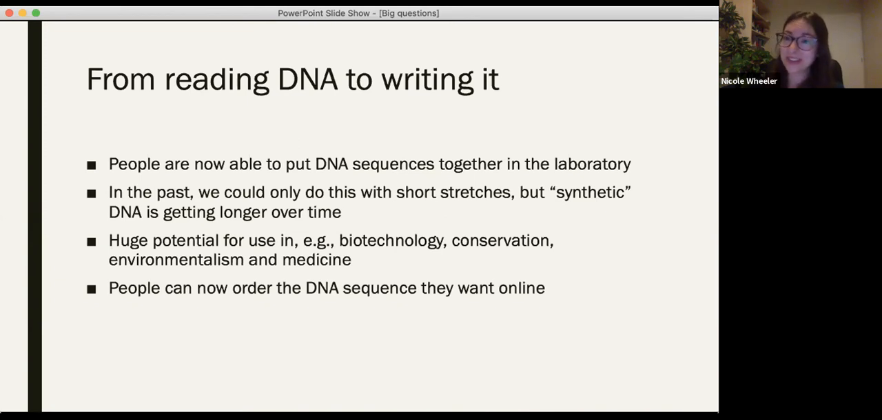And one really cool thing is that while you used to have to do this in the lab, which took a lot of skill, now you can just write a piece of DNA that you want, send it off in an online order, and then the DNA will be shipped to you. So that makes this really accessible.